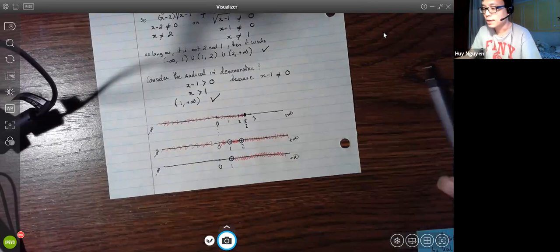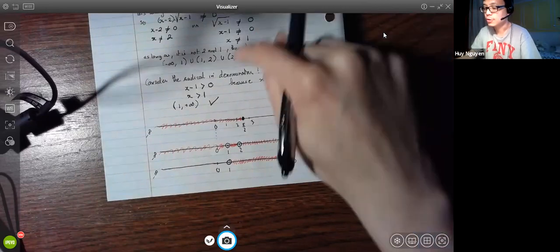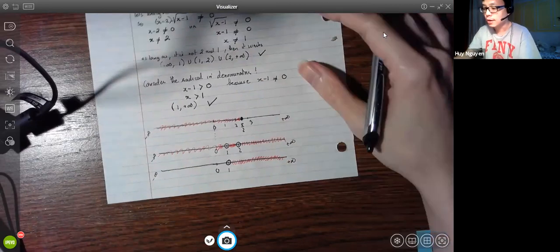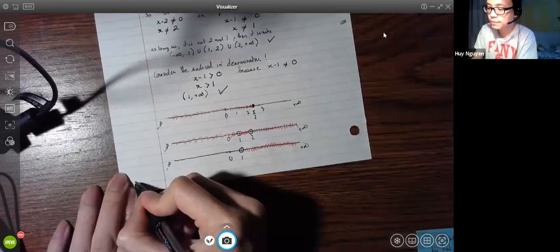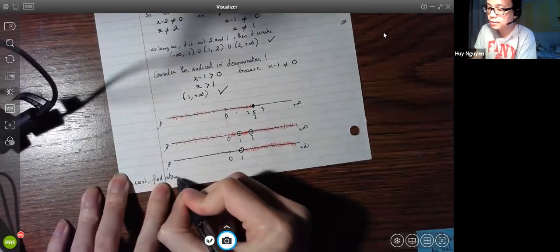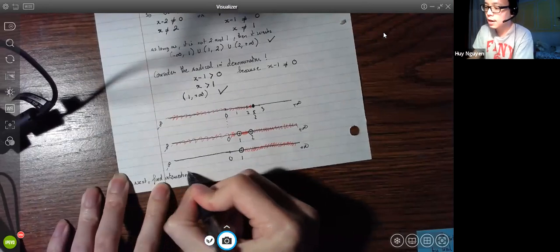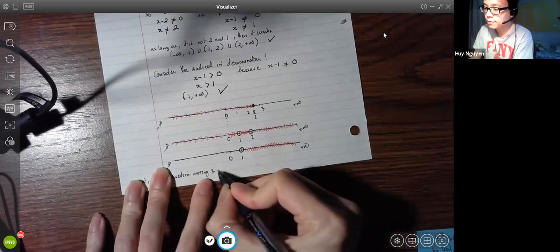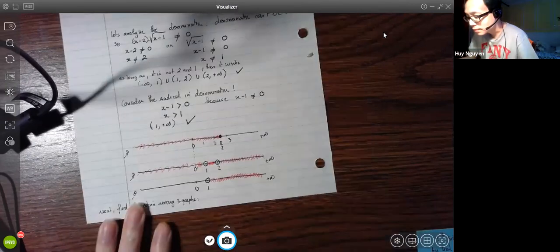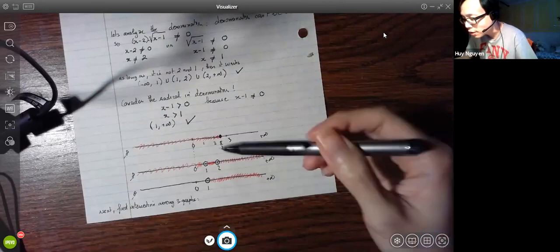Okay. So after you graph the 3 solutions here, you want to combine them in order to get only one final solution. Okay, next, find the intersection among 3 graphs. All right, now we have to find the intersection part among 3 graphs.